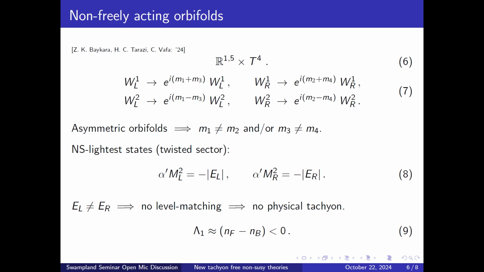So the situation is that there is a left moving tachyon, let's say, and a right moving tachyon, but these are not actually level matched. And if there is no level matching, then there is no physical tachyon. And this is true all over the moduli space.